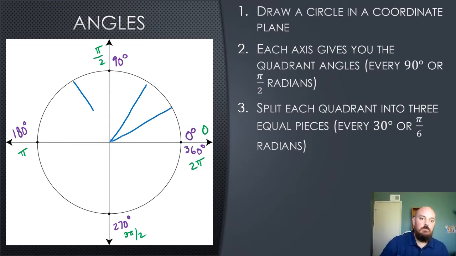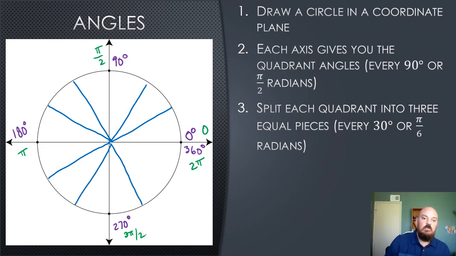So it's a little bit hard for me on my computer, but you guys get the picture. Imagine me splitting each quadrant into 3 equal pieces. Ends up looking kind of like a beach ball. Okay, those blue lines, including the quadrant angles also, give you the 30 degrees.